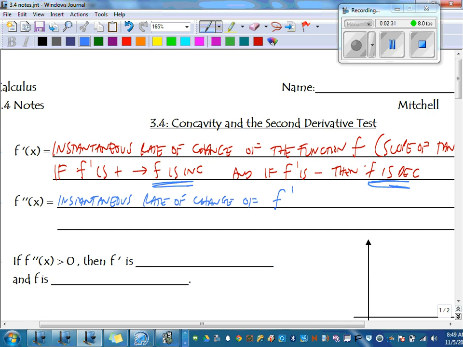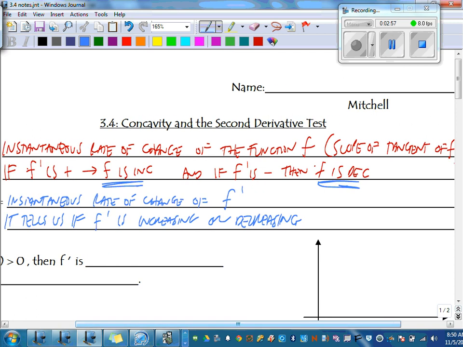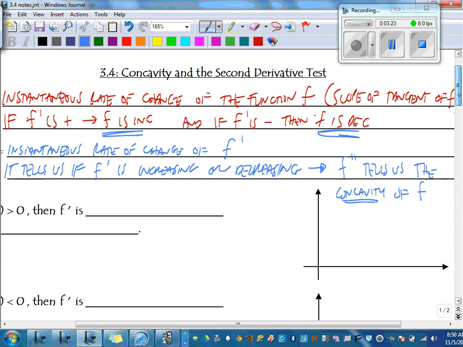So for this, it tells us if the derivative of f is increasing or decreasing. And in effect, if we know if the derivative of f is increasing or decreasing, what that tells us is the concavity of f. So the second derivative of f tells us the concavity of the original function f. So it tells us if that is concave up or concave down, if it's opening up or opening down. And that's what we're going to take a look at down here.